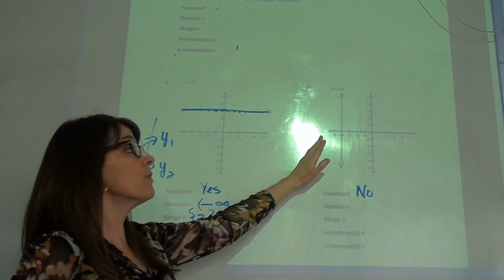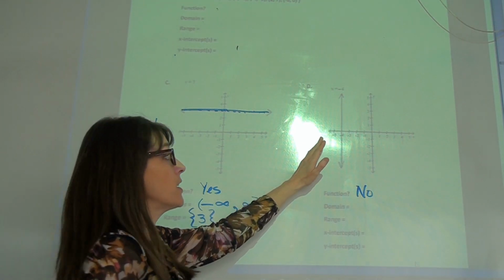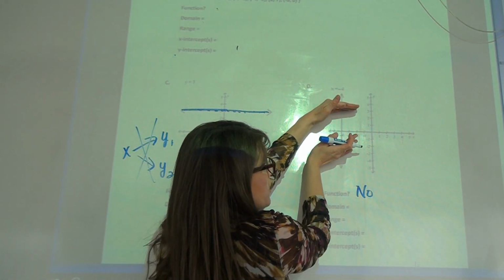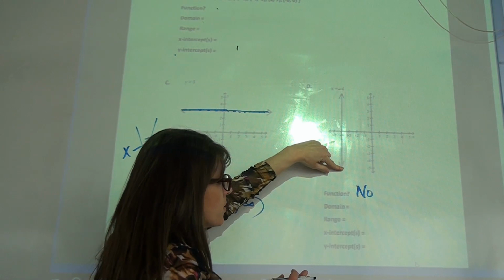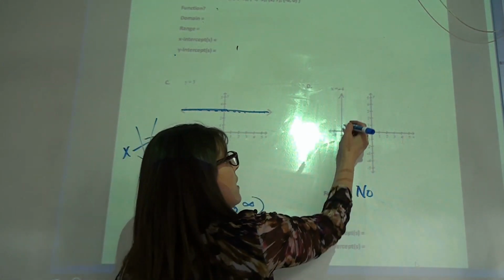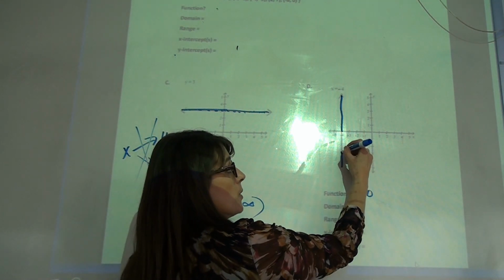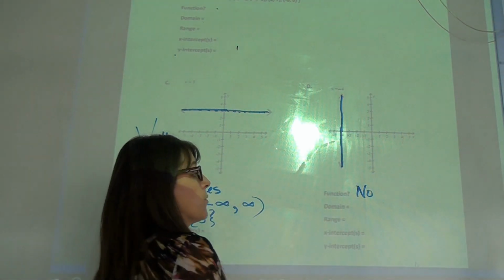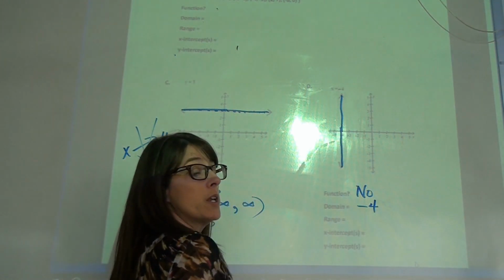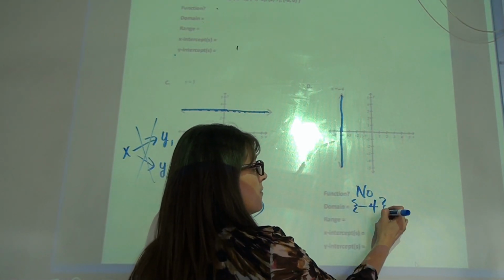Similar idea over here in terms of identifying domain and range. Domain, squish that thing up on that x-axis. What x values are included in this graph? Every one of these points up here has an x-coordinate of -4. Every one of these points has an x-coordinate of -4. So my domain has only one number in it. That single number is -4.